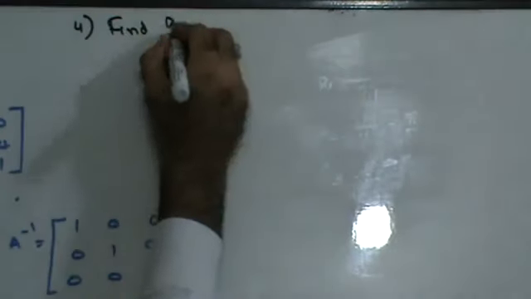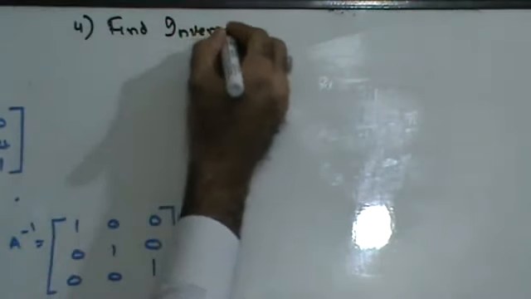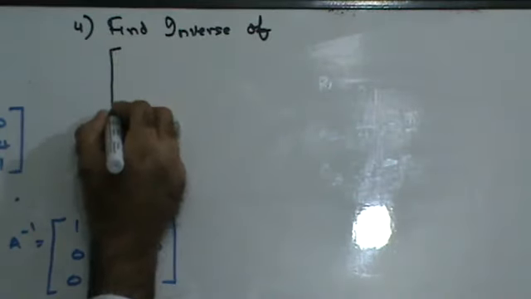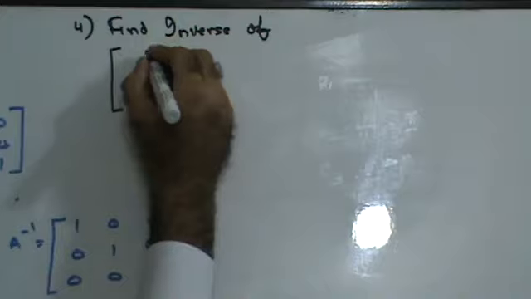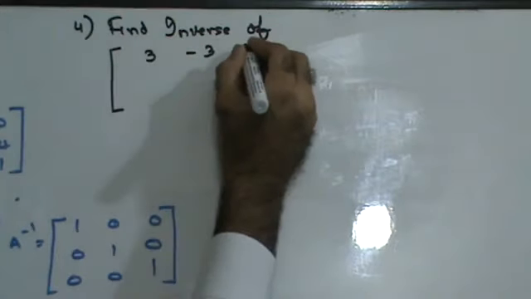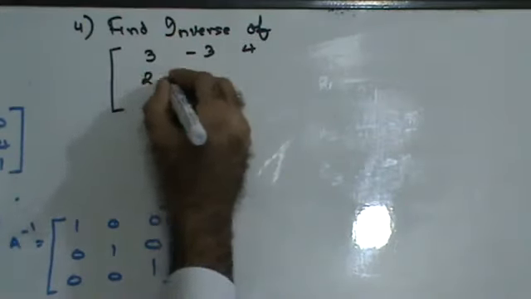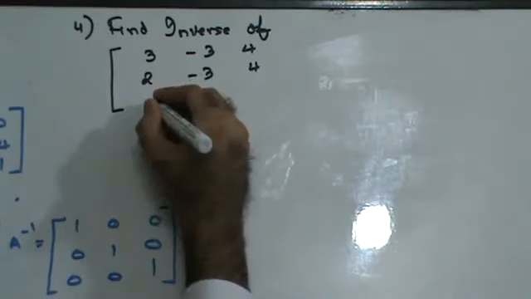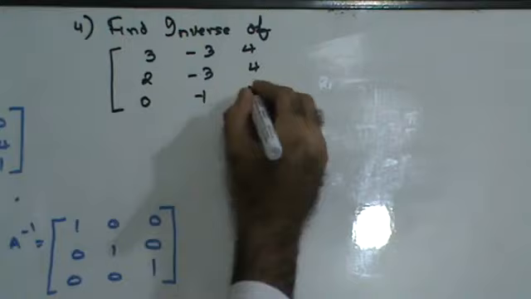Next, let's see the next sum, guys. Find inverse of 3 minus 3, 4, 2 minus 3, 4, 0 minus 1, 1.